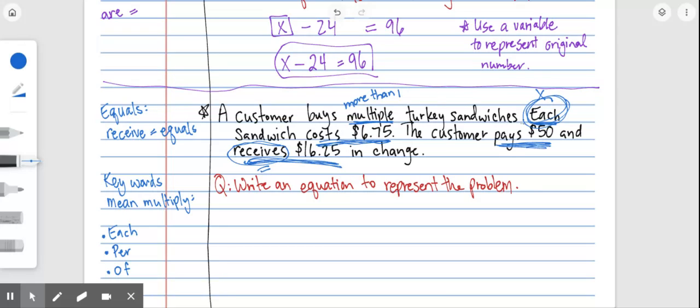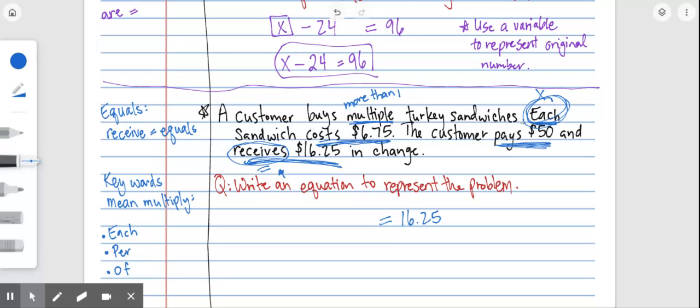Again, this is a lot to take in because we're learning new things as we go. So it is okay if you're a little bit confused. I'd love questions, okay? So the first thing I'm going to do is I know that this receives means equals. So I know that my equation is going to have an equals $16.25. Ooh, not 75. So I know that they receive back in their hands $16.25. When they go to the counter, they get it back.